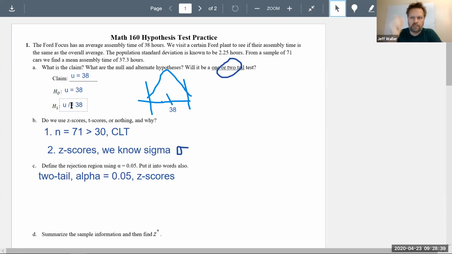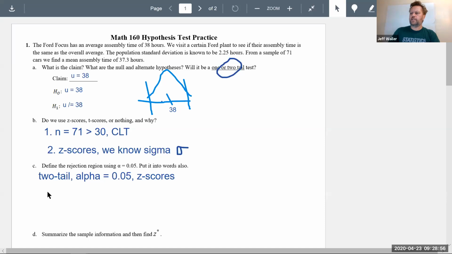The last problem we did, we thought it was greater. That's the only place evidence could be then, is above. This one is not equal to. It could be either direction. And that's, again, why the T-score chart is great, because it's set up for both kinds of tests, one or two tail.